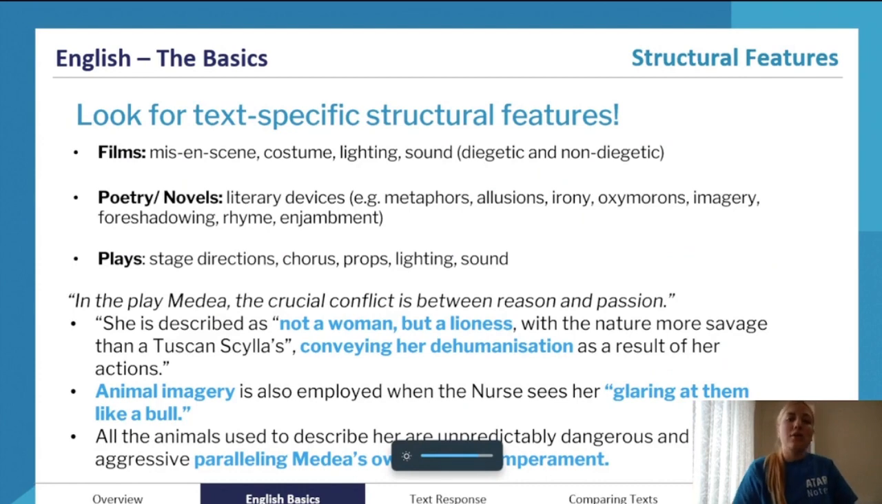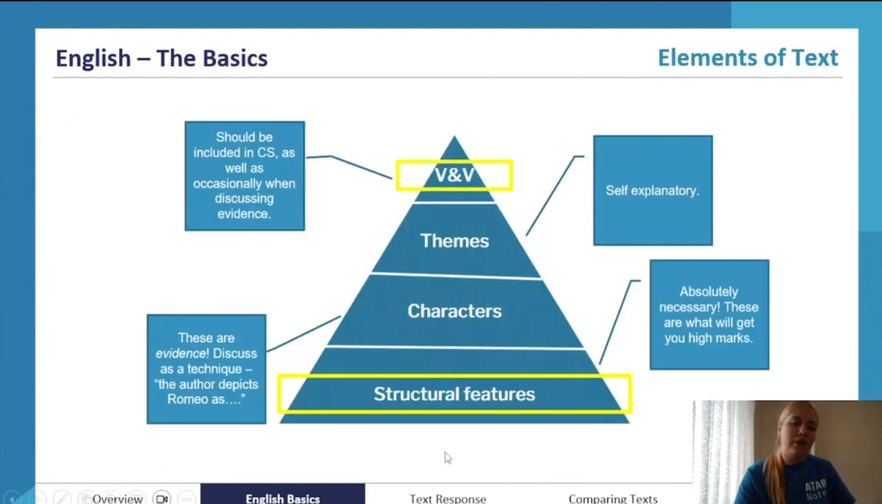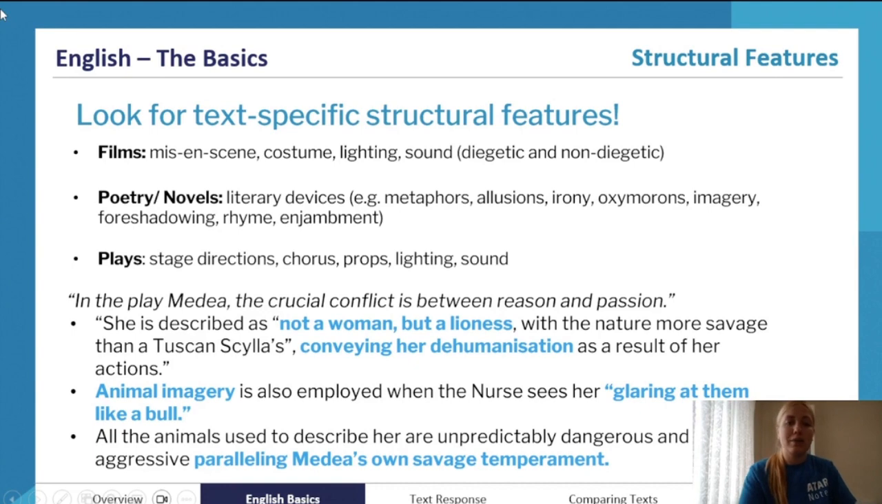Wonderful. Also want to look for text-specific structural features. So I mentioned that you might think there's not that many, but especially if you're not doing a novel and you're doing a text type, there are actually so many, and you should be aiming to be all across it and have lots of discussion of structural features in your pieces.